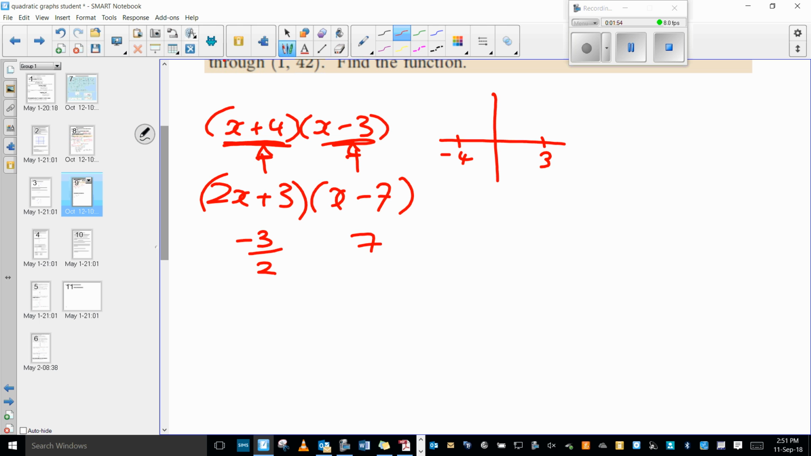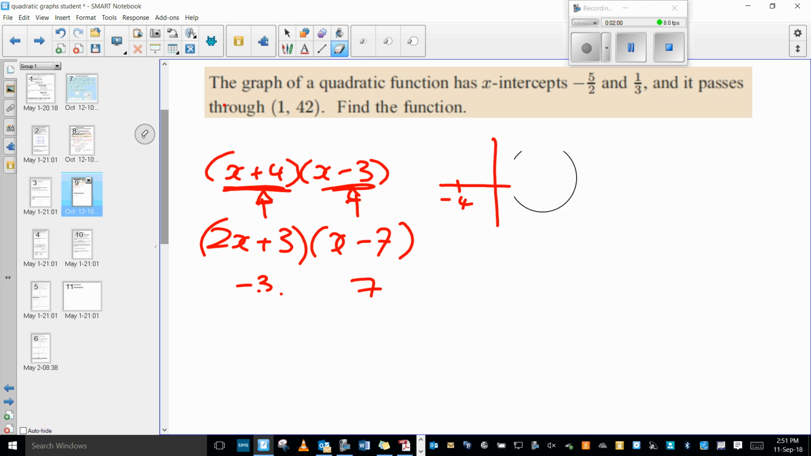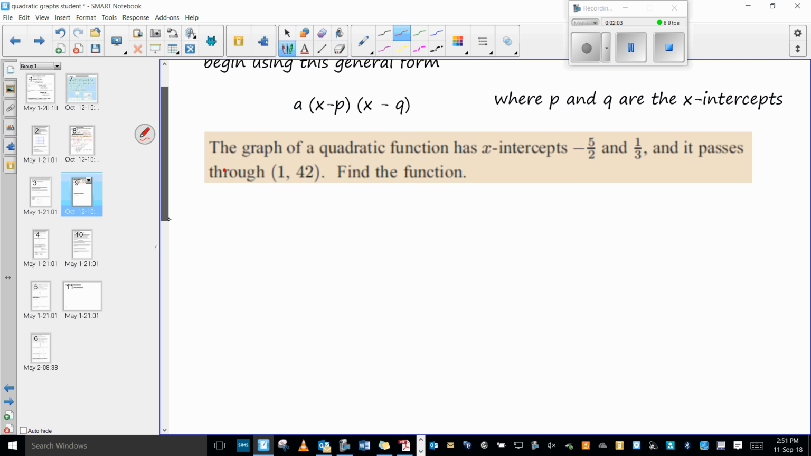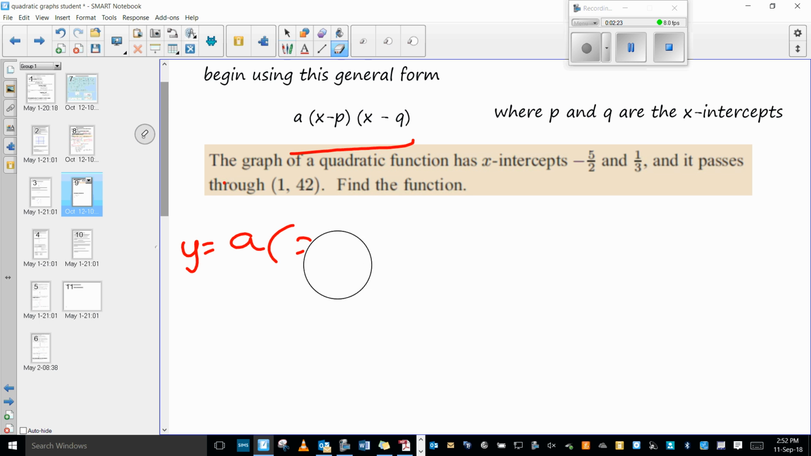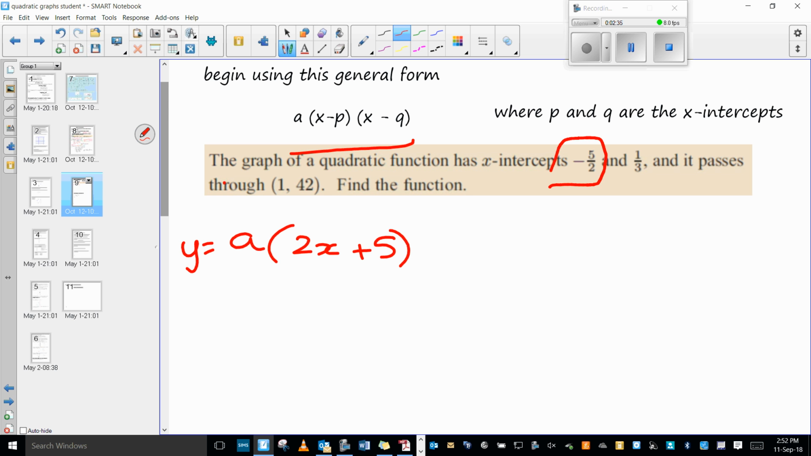So, I'm reminding about this because if we have a little look at this example, this quadratic function is intersecting at two fractions. Okay, so if we're intersecting at -5/2 and 1/3, I know we can start it off in this format. So we would have y equals a bracket x. Oh, actually, what would be in my bracket? So if it was -5/2, it would be 2x what? +5. Because I know it crosses at -5/2.